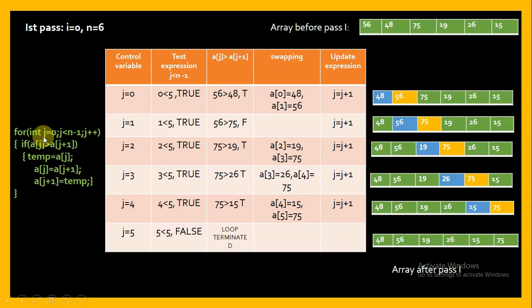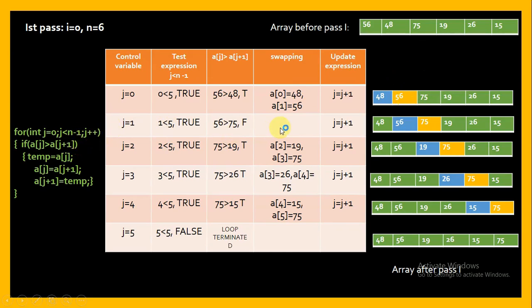Now in this loop, we are saying j is equal to 0, j less than n minus 1, j plus plus. We are starting from the 0th element itself. So j is 0, and this condition is true because 0 is less than n minus 1. Now we are saying if a[j] greater than a[j+1]. So j is 0, so it is a[0] greater than a[1]. We can see a[0] is 56 and a[1] is 48. The condition is true, so the swapping will take place. a[0] will contain the value 48 and a[1] will contain the value 56. You can see here the swapping has taken place.